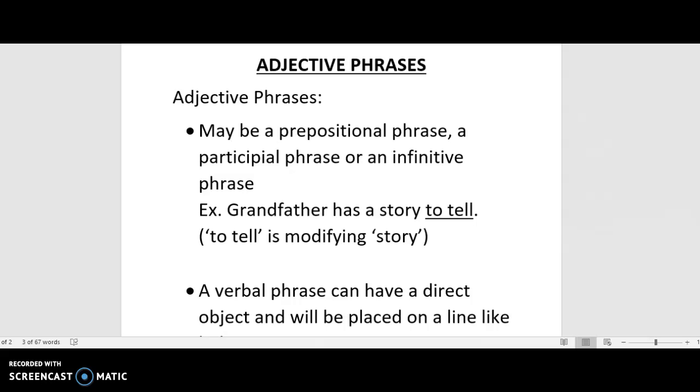The second one, John the Baptist, preaching repentance, prepared the way for Christ. And we're looking for that ING, preaching repentance, and who would it modify? John the Baptist.